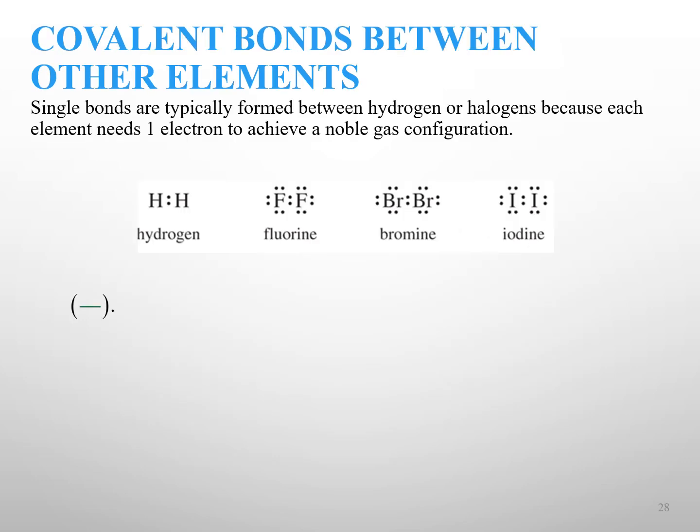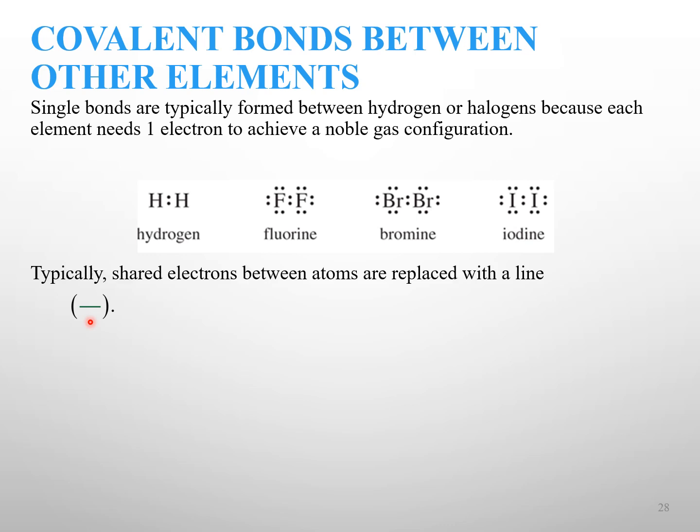So here are pictures of more bonds. Hydrogen has a single bond. Fluorine is also a single bond right there. Bromine also has a single bond, and iodine has a single bond. All the other electrons on the outside here are not bonded, so they're called lone pairs of electrons.